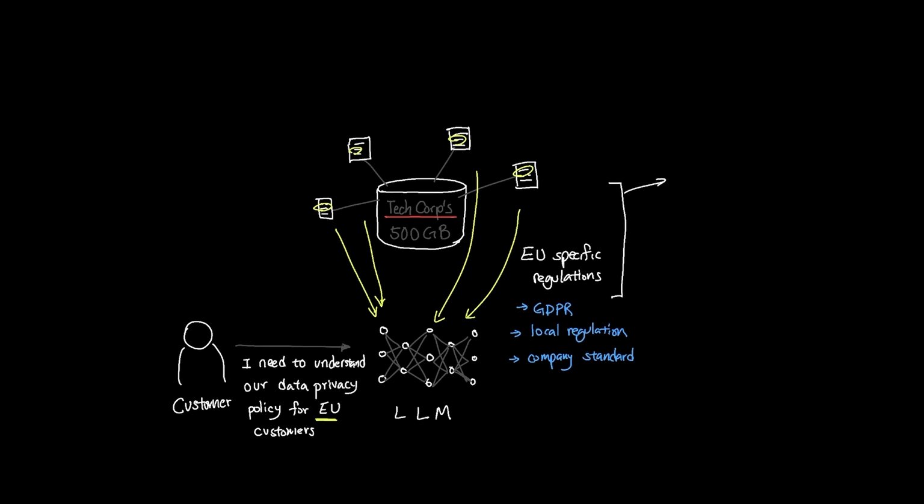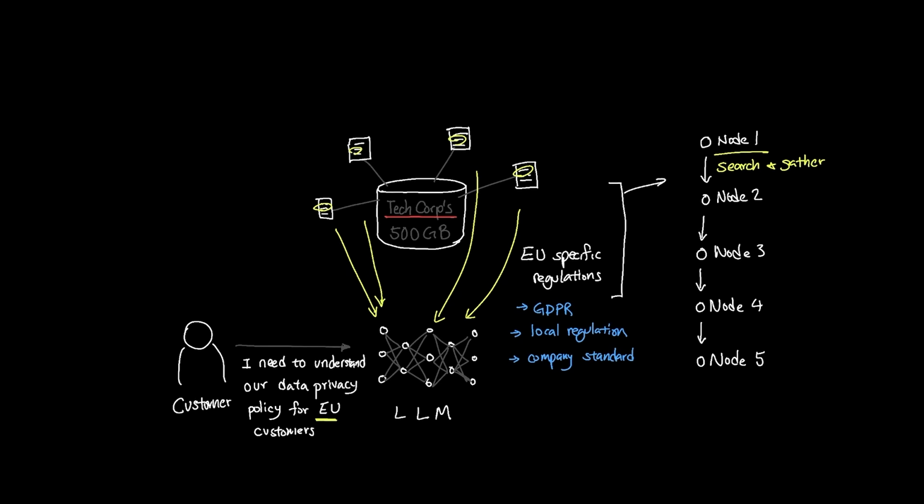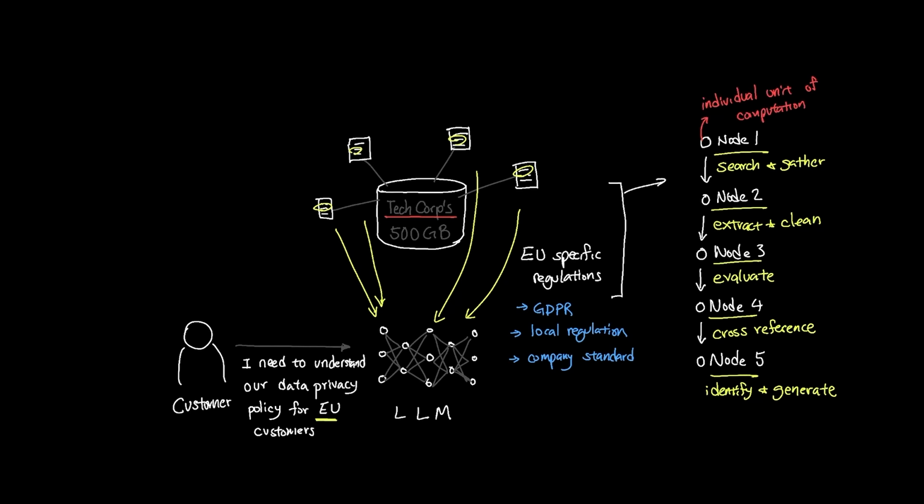With LangGraph, this becomes a graph where each node handles a specific responsibility. For example, Node 1, search and gather privacy policy documents. Node 2, extract and clean document content. Node 3, evaluate GDPR compliance using LLM analysis. Node 4, cross-reference the local EU regulations. And Node 5, identify compliance gaps and generate recommendations. A node is an individual unit of computation, so think of a function that you can call.